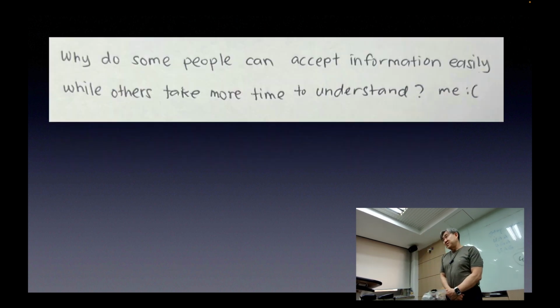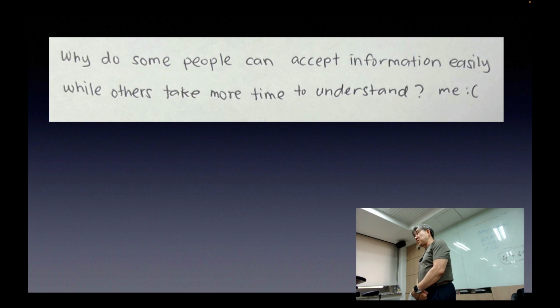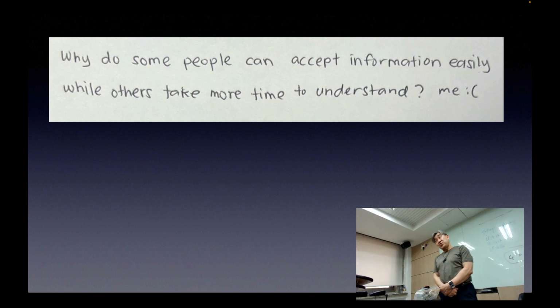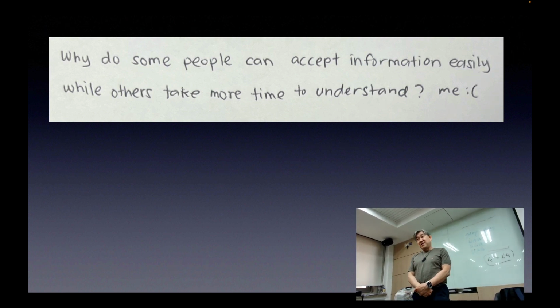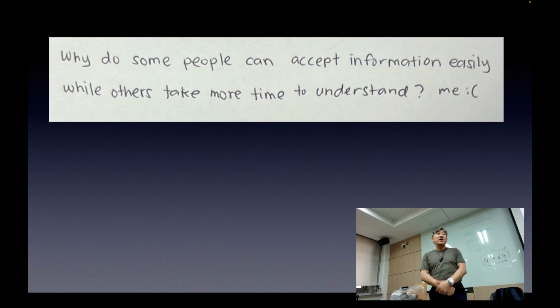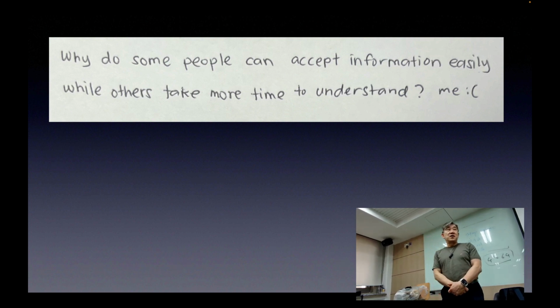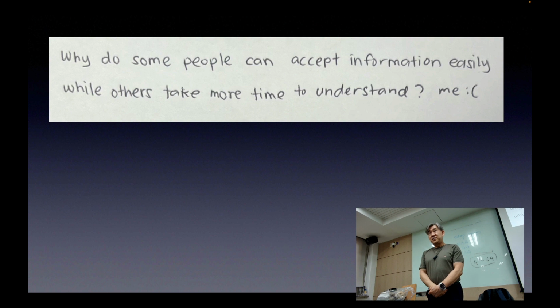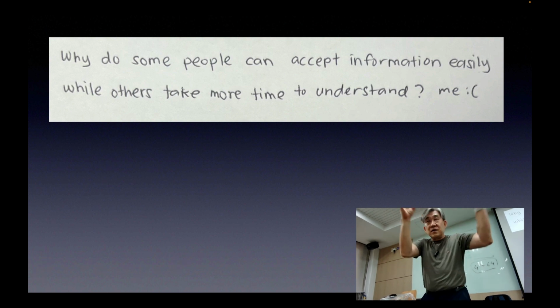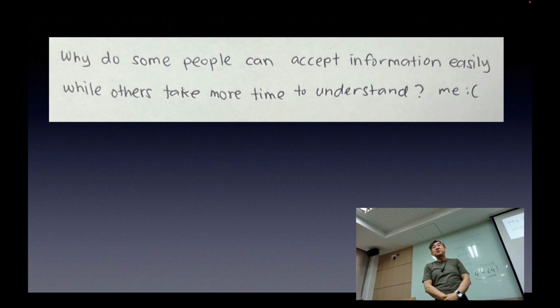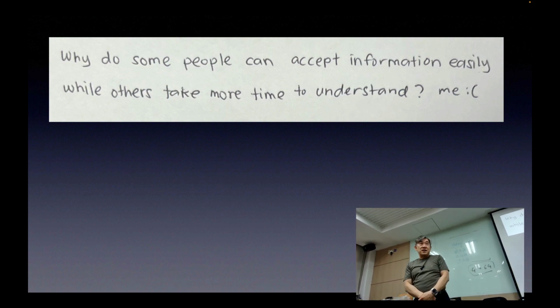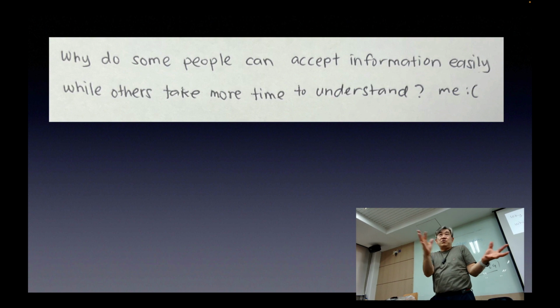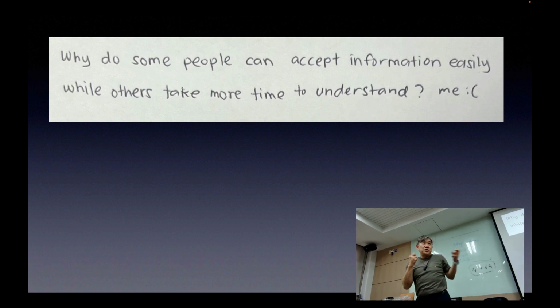Why can some people accept information easily while others take more time to understand you? Think again. It's because of your priority. It's just a matter of different priorities. If this particular information really captures your attention or interest, then you will have a much quicker time to absorb it.